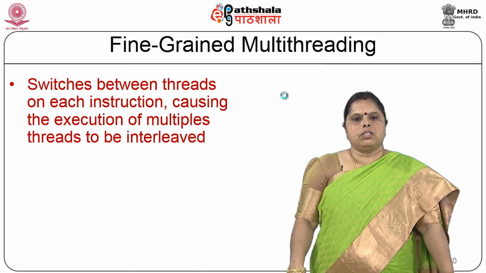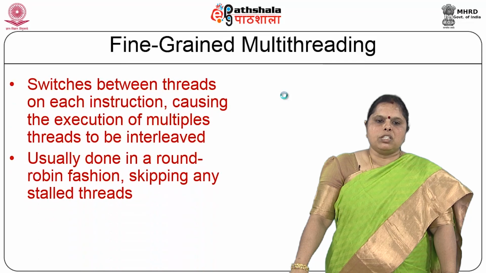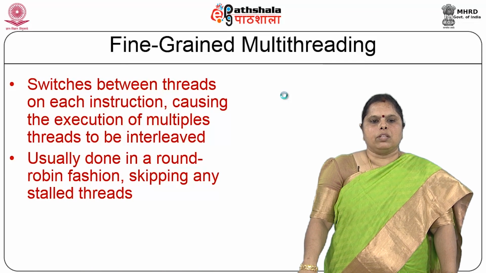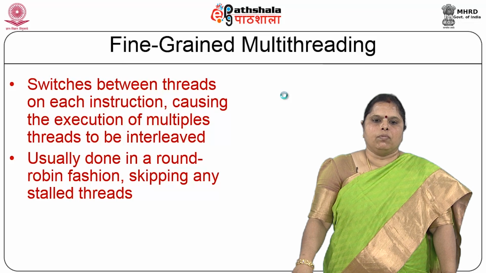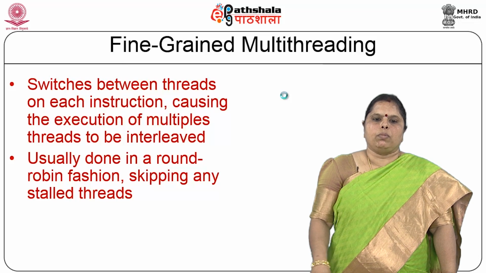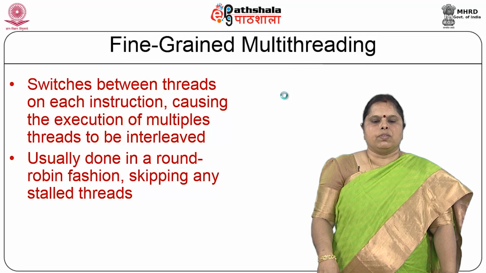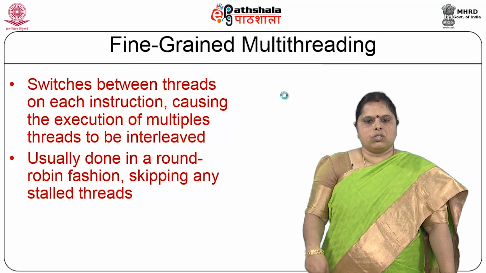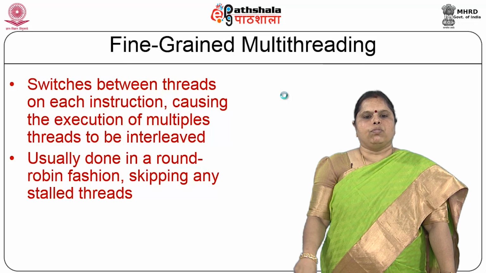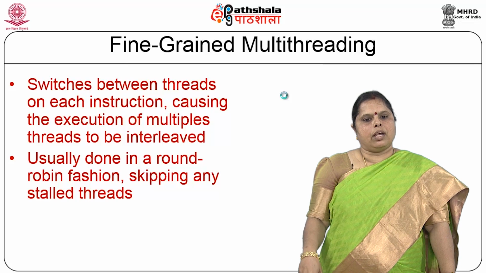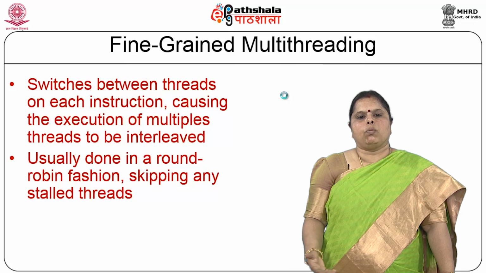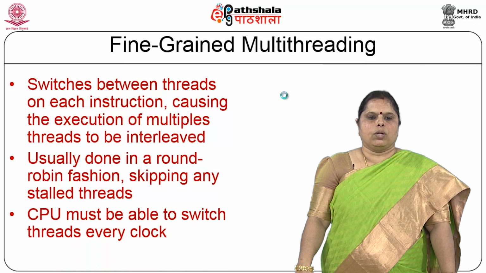As I already mentioned, fine-grained multithreading switches between threads on every instruction, every clock cycle, causing the execution of multiple threads to be interleaved. It is normally done in a round robin fashion. So if I have 5 threads, I will execute the first thread in the first clock cycle, the second thread in the second clock cycle, and so on, and you will continue to come back to your first thread. If any threads are stalled, you probably skip those threads and do a round robin with the other threads that are executable.